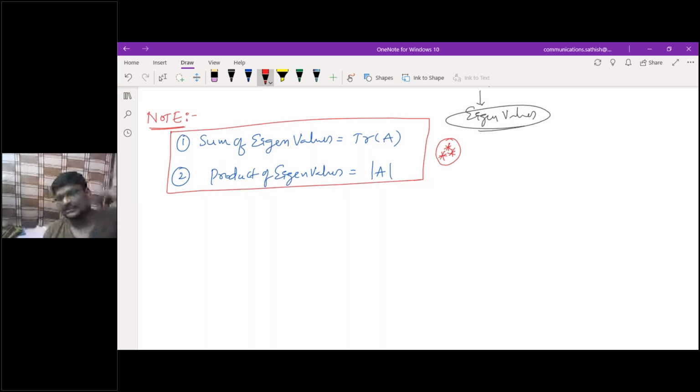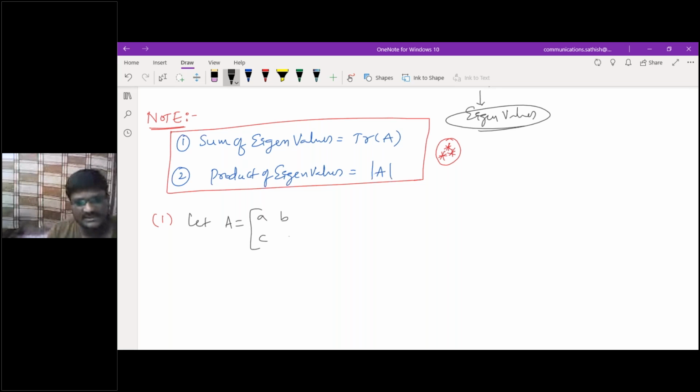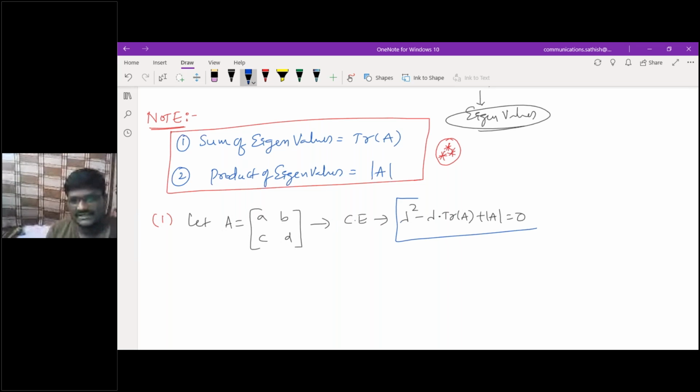And one more point you have to consider. Let capital A be the matrix [a, b; c, d]. This is a 2 by 2 matrix. For this 2 by 2 matrix, what is the characteristic equation? Lambda square minus lambda times the trace of the matrix, plus the determinant of A, which is ad minus bc, is equal to 0. Correct?